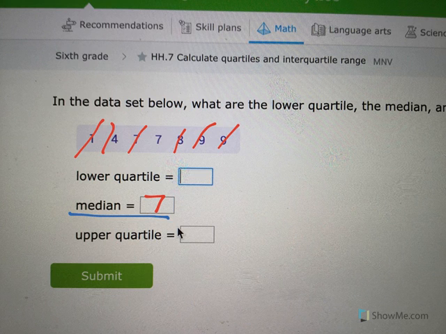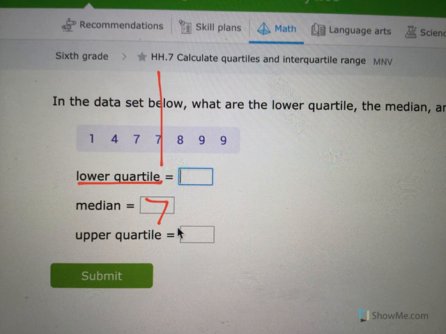Now I'm going to clear those drawings out, and remember my median is 7. Now I'm going to divide my data in half again. If I divide it right in half, my lower quartile is 4, and my upper quartile is right in the middle, which is 9. So that's what I'm doing, and it's that easy. It's not too bad. This will get us ready for box and whiskers.